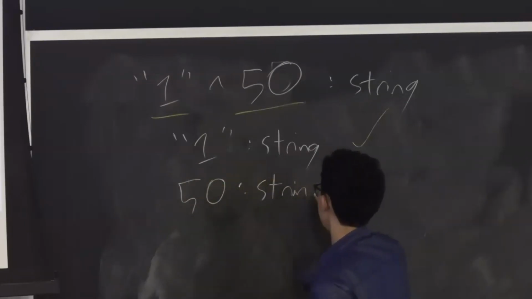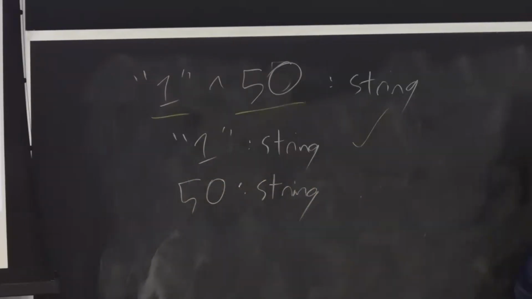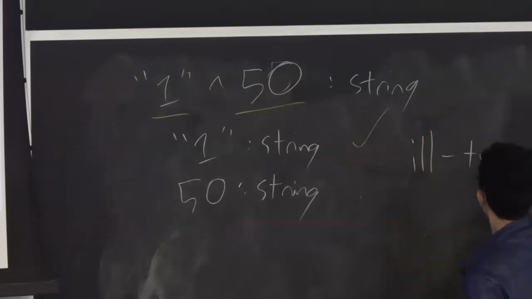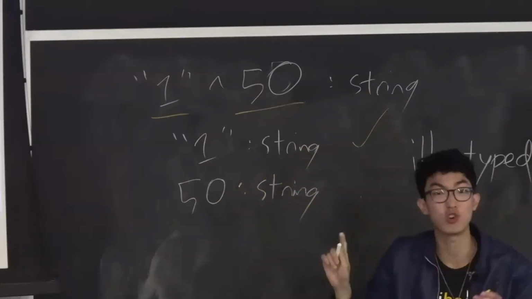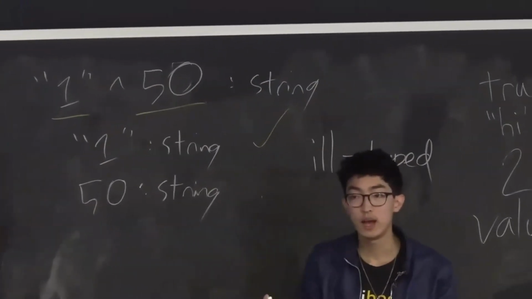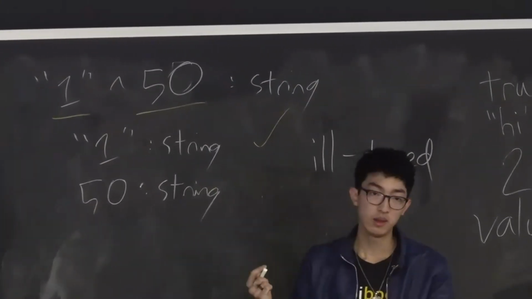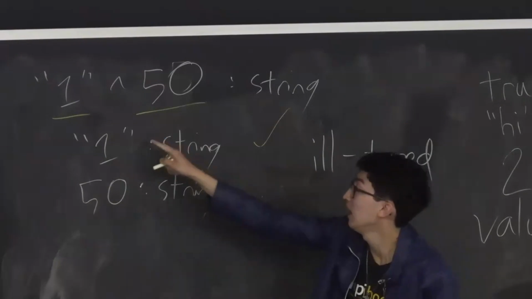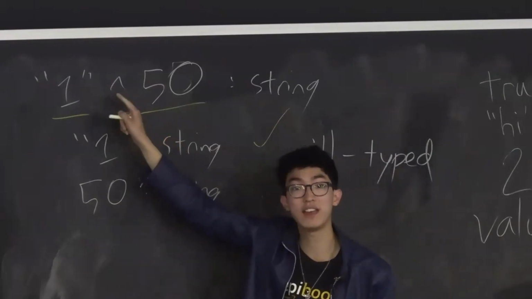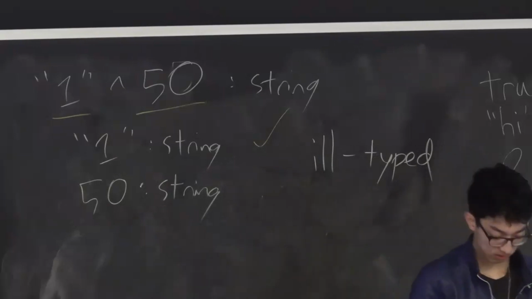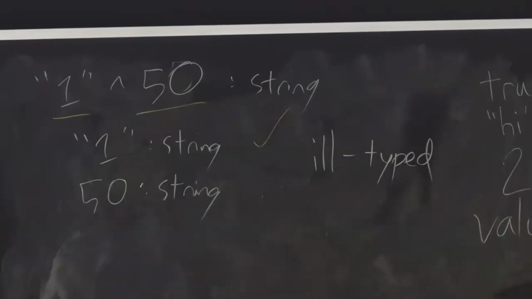Would anyone like to hazard a guess as to whether 50, the number, is of type string? It's not. It's just not. So this is rejected. We say ill-typed. And so this code never runs. When I did this analysis on the code, I never had to run the code. I never try, because I know it's going to end up with nonsense, because it did not obey the rules of string concatenation. Okay, so that's our trace.